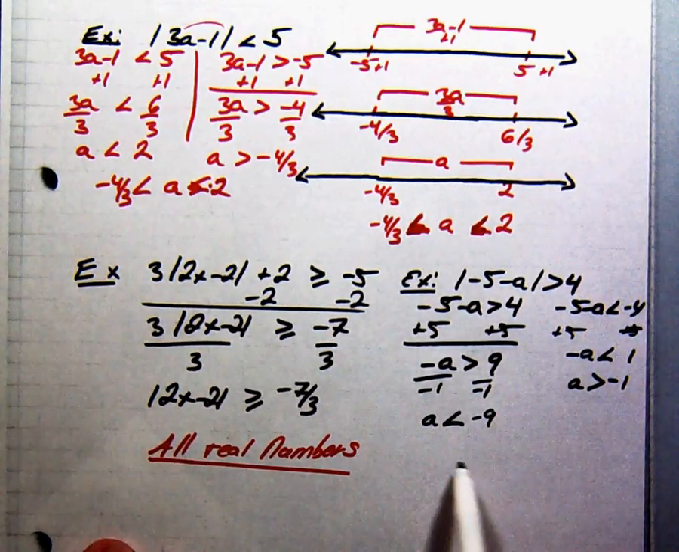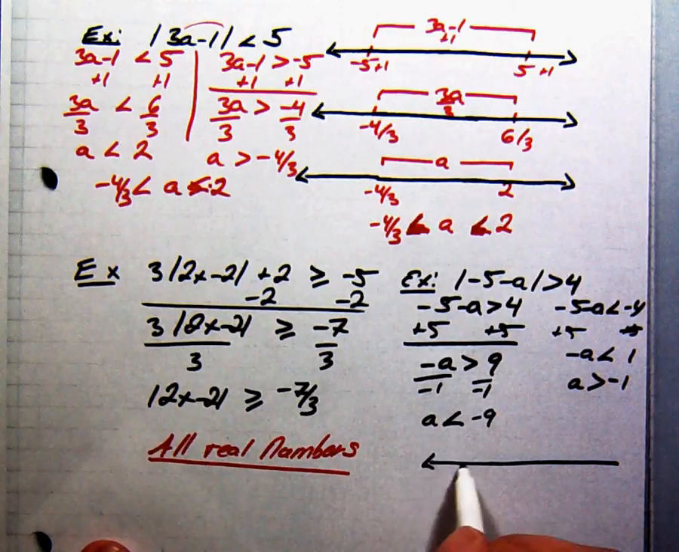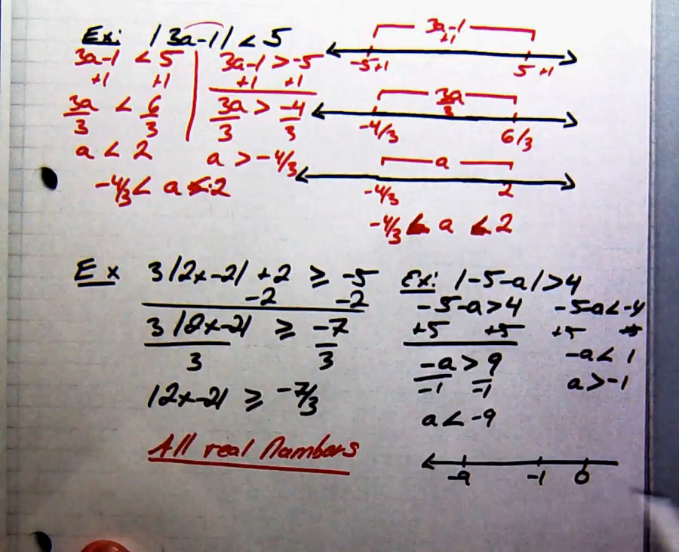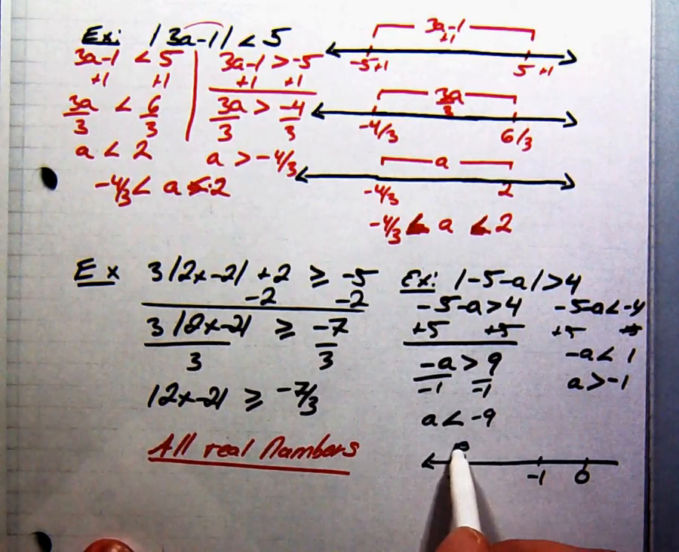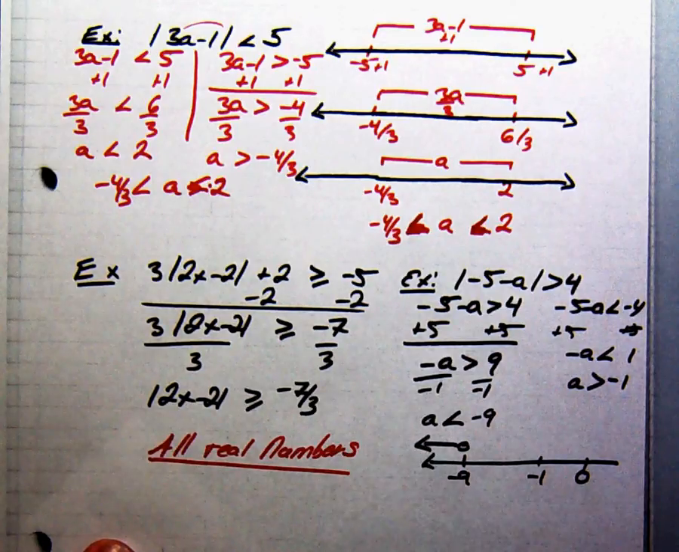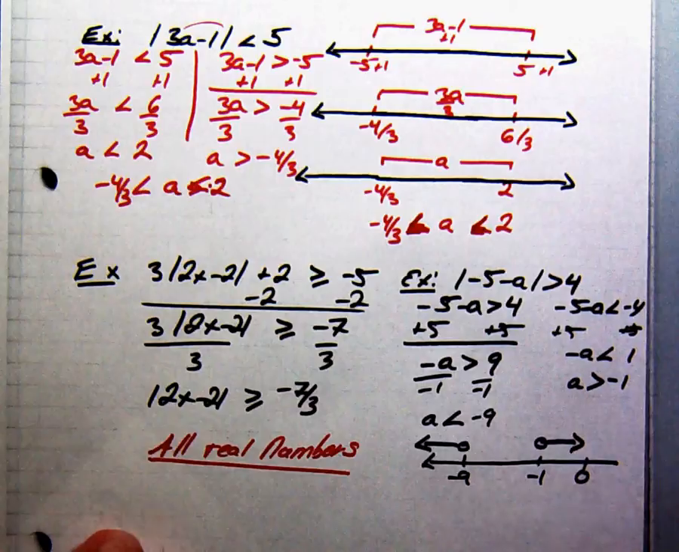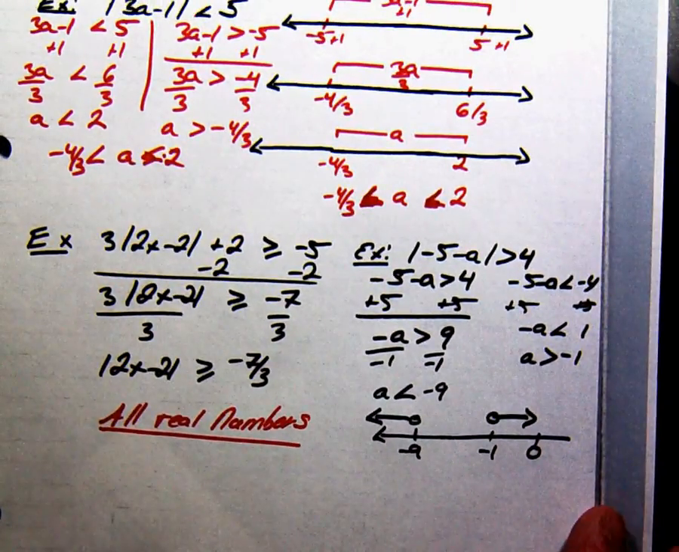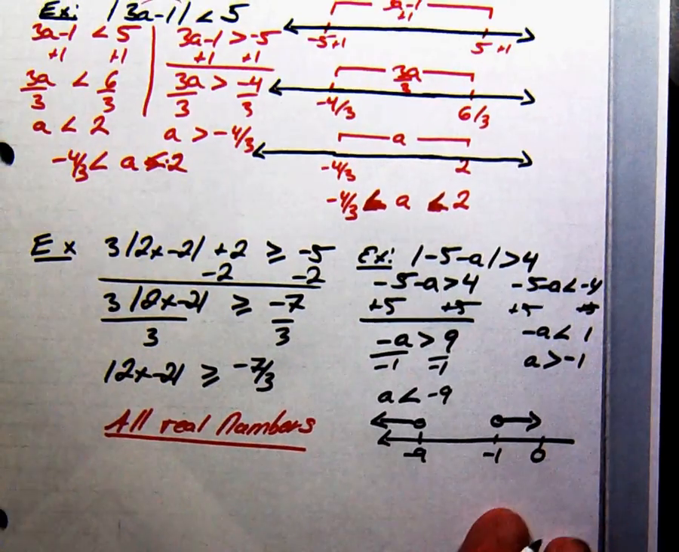So on the number line, if we were asked to graph it, we would need negative 9, we'd need negative 1, and we can put 0 there for a reference. We have all the numbers that are less than negative 9, so that goes out that way, and all the numbers that are greater than negative 1, which goes out that way. Well, that ought to cover it for absolute value inequalities. Go ahead and rewind this thing and watch it as many times as you need to, or until you get tired of my voice.